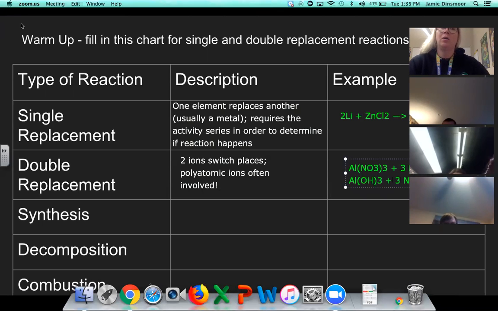All right, so about 30 more seconds here, and then we're going to start going over the first 2 descriptions here.